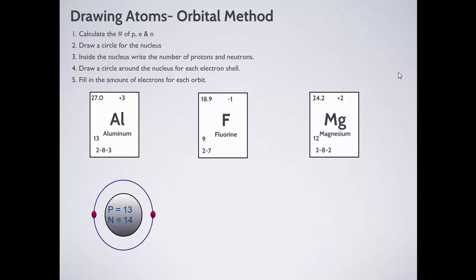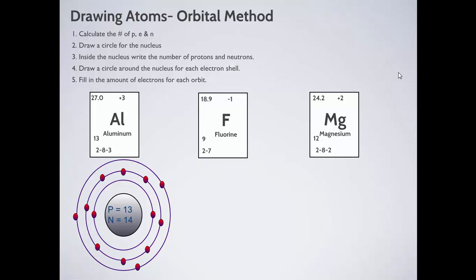How many electrons in the next shell? 8. You draw another shell with 8 in it. These should be about equally spread out. And then finally, in aluminum, how many electrons in the outermost shell? 3. So that is a model of an aluminum atom. We call this the orbital.